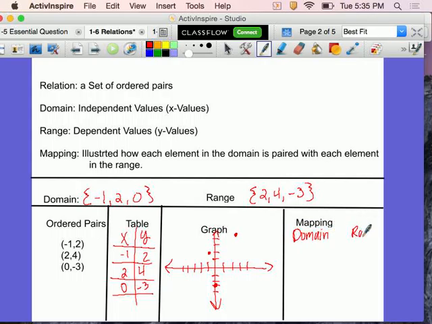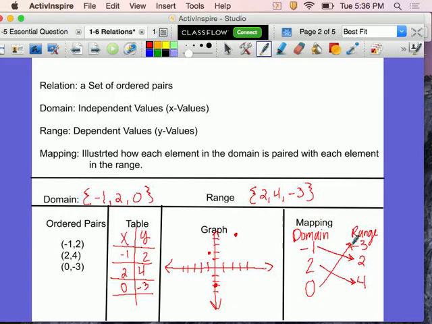And then a mapping, which is the one you're maybe less familiar with, you'll have your domain and your range, so you can list them. -1, 2, 0, and your range, and maybe put that in numerical order, so -3, 2, 4, and then you map them. So -1 goes with 2, point to it. 2 goes with 4, point to it. 0 goes with -3, point to it. So it's kind of a picture of what it looks like.